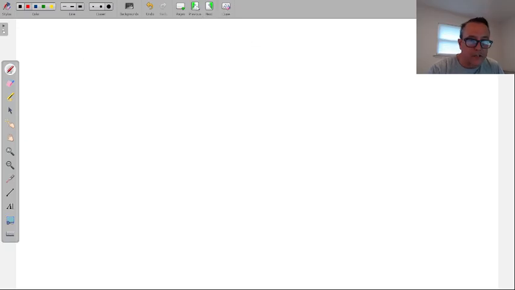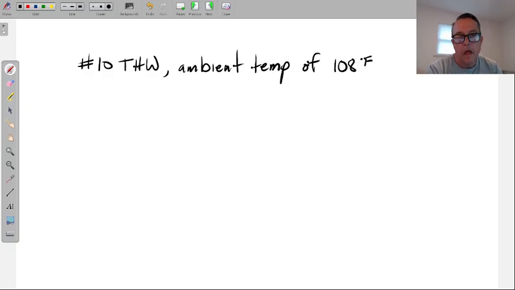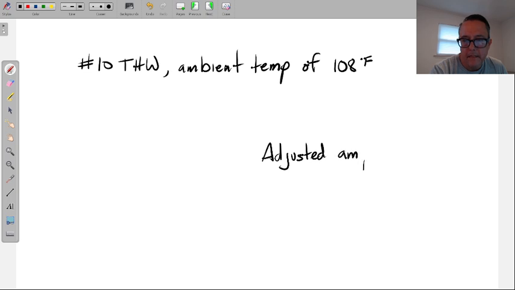So what we will have for questions is something like this. Number 10 THW, ambient temp of, and let's use your 108 Fahrenheit. There are two questions to this. Question number 1 is, what is the adjusted ampacity of the conductor?